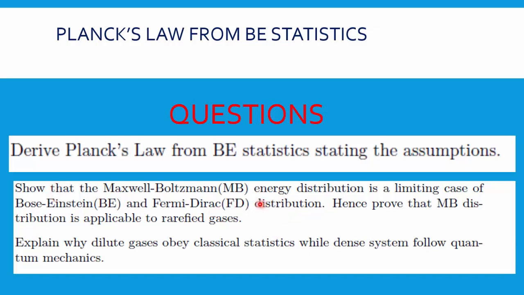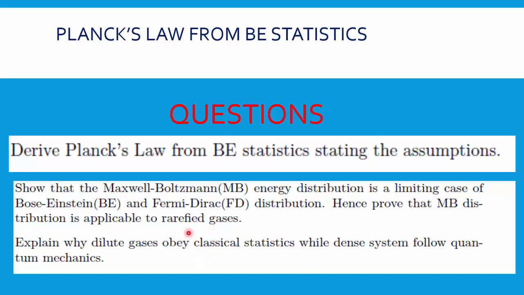Show that the Maxwell-Boltzmann energy distribution is a limiting case of BE and FD distributions. Hence prove that the MB distribution is applicable to rarefied gases, because as delta tends to 0, the FD or BE particles lead to lower number density, which means you are moving to Maxwell-Boltzmann statistics. So Maxwell-Boltzmann particles are less dense, so they are called rarefied gases. This is from the same topic, the condition where quantum statistics leads to classical statistics.